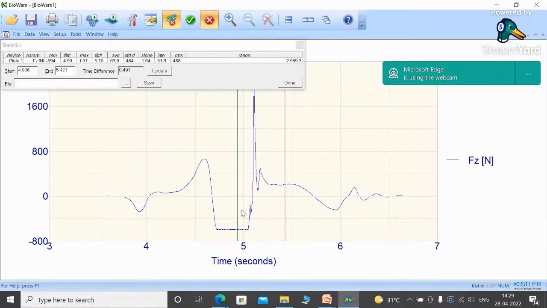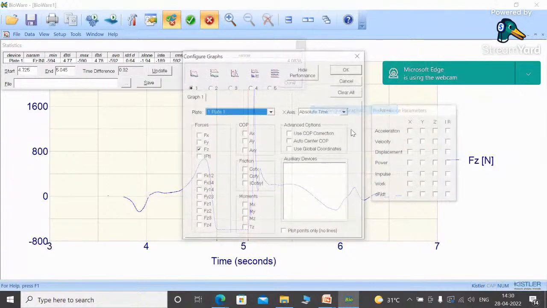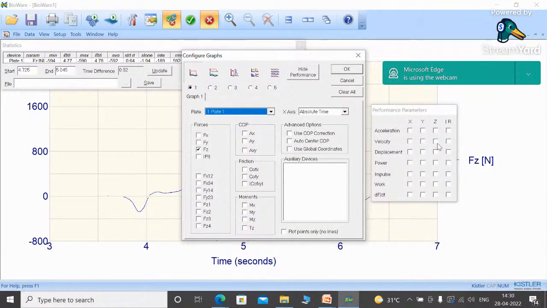Okay, and this is the time of flight. As you can see, I'm using the cursor to find out the time of flight. My time of flight is 0.32 seconds, which is quite low. Obviously, I was just demonstrating. And then I will go to the velocity part.